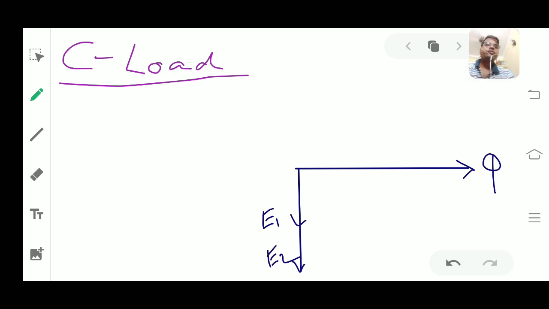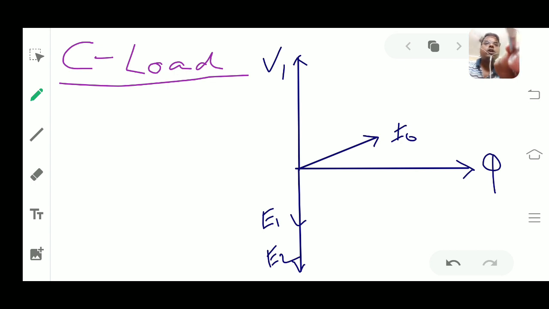Now, next we will draw that V1, which is opposite to E1. This is V1. Fine. Now, the next step is to draw the no load current, that is I naught. This is I naught current, no load current.